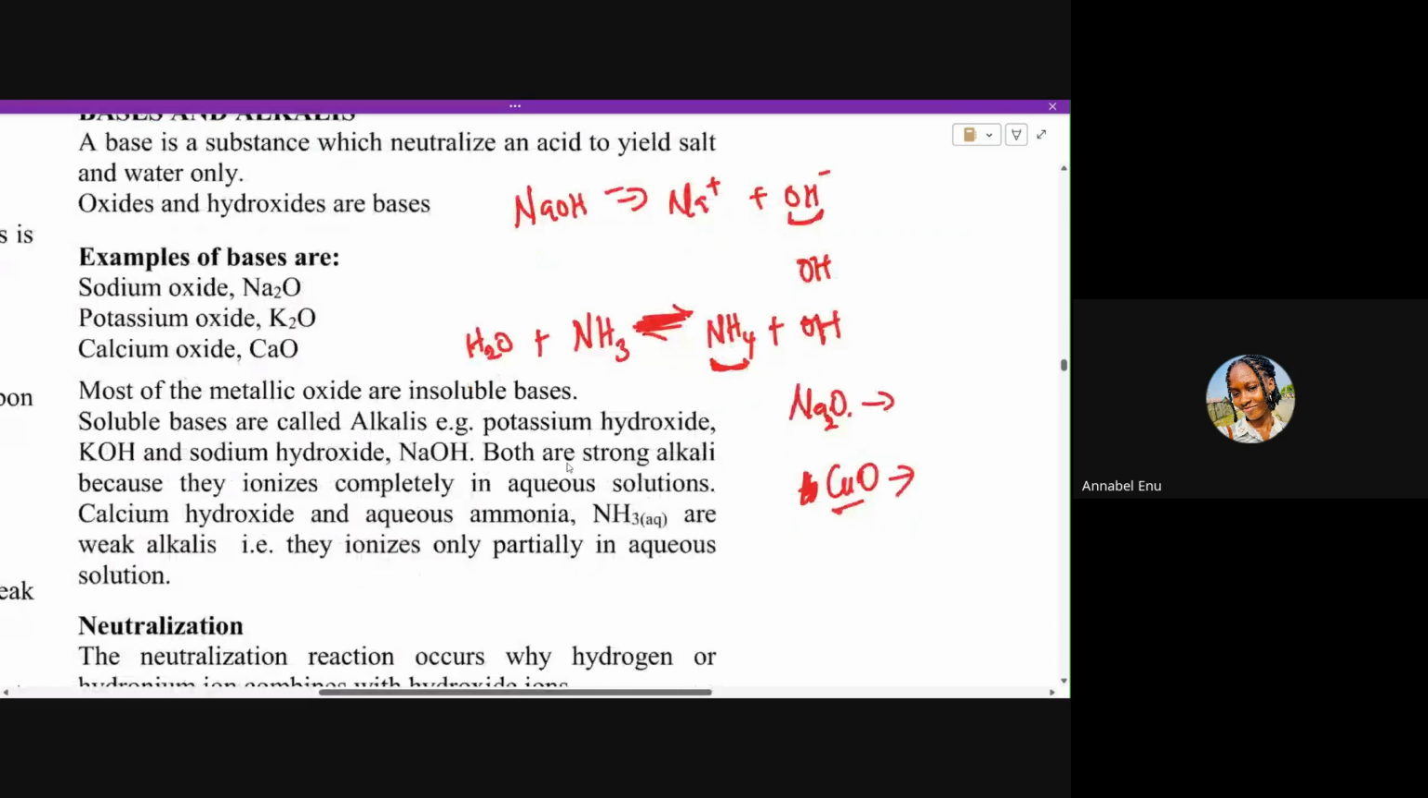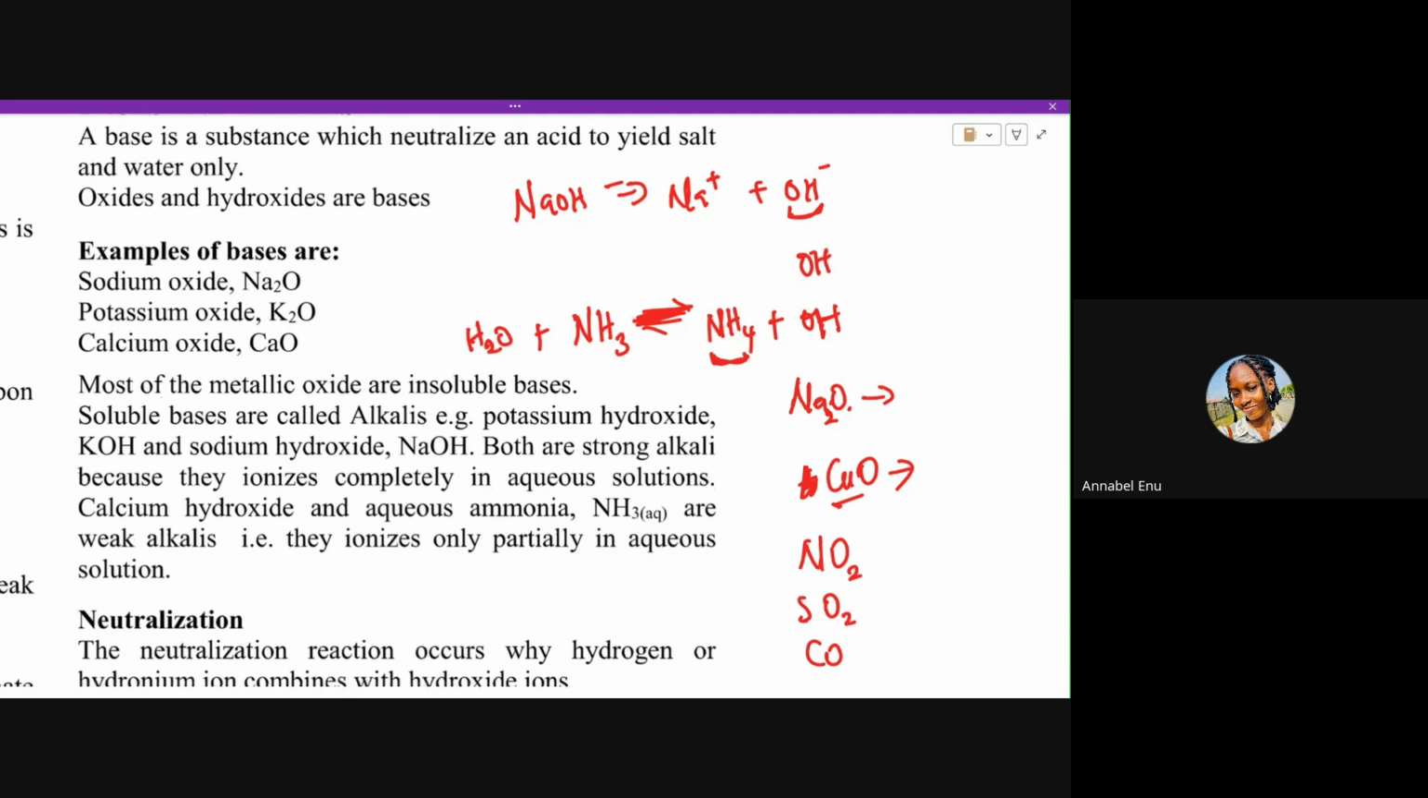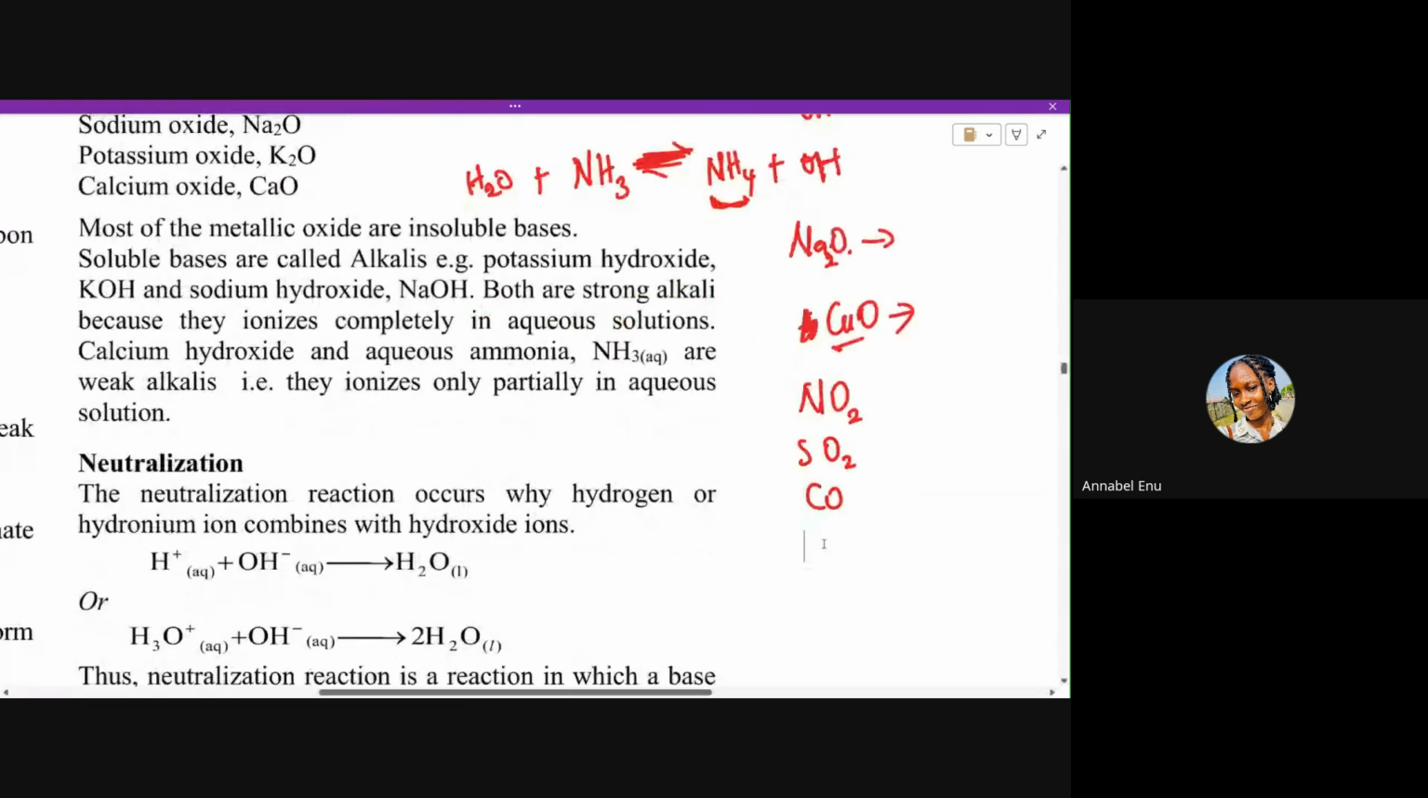But the reverse is the case for acid. When a non-metal is attached to oxygen, it is an acid. So when we have something like nitrogen oxide, sulfur oxide, carbon oxide, all of these are acidic in nature, because nitrogen, sulfur, carbon are all non-metals. So non-metal plus oxygen, acid. Metal plus oxygen, base. That's how you have to note it down.